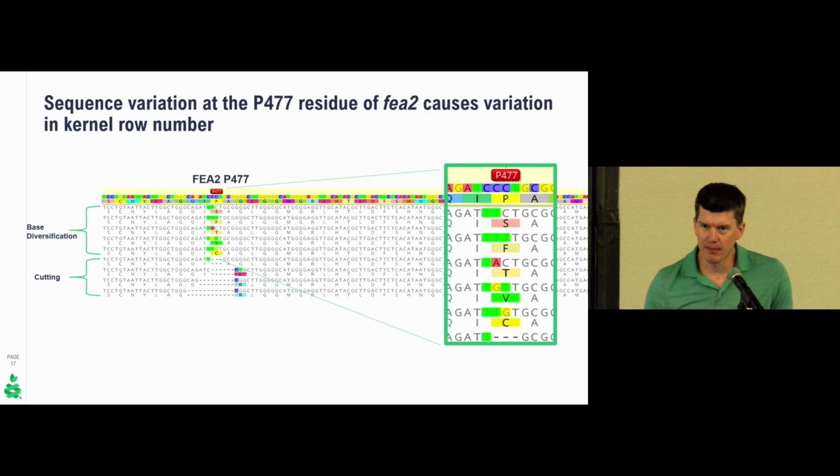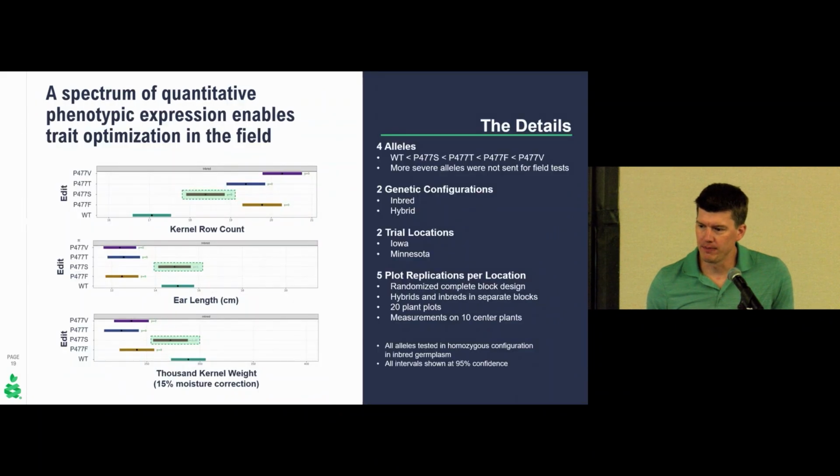You can imagine with a templated editing tool doing a complete saturation at this site and really having 20 different alleles, amino acid substitutions with which you could optimize the quantitative trait phenotype, and that could be a really exciting future for trait optimization in plants.